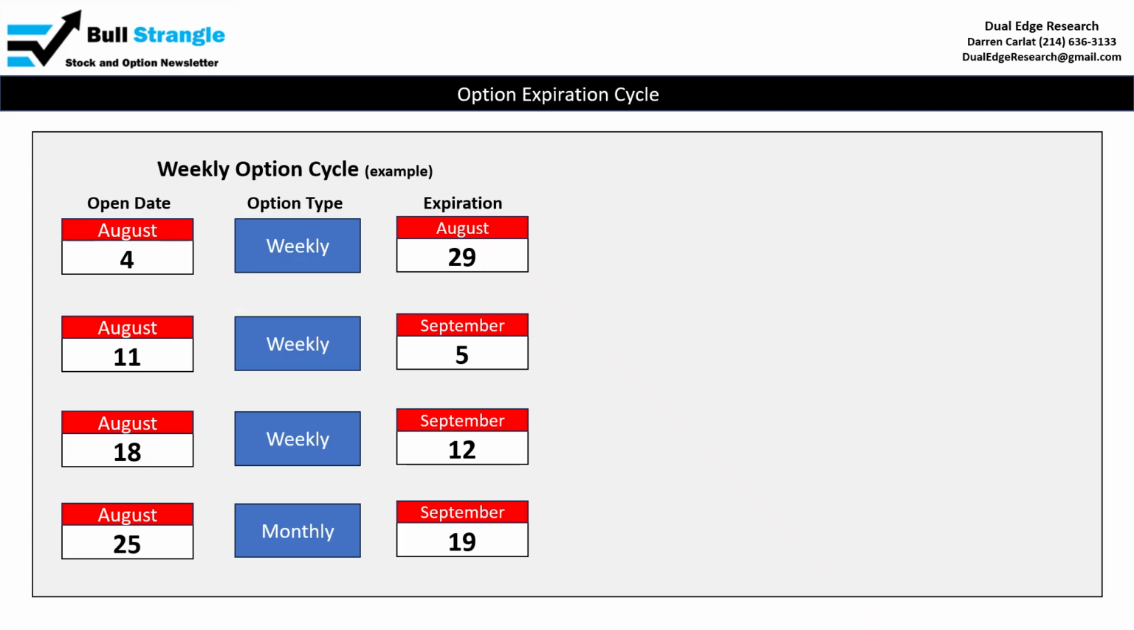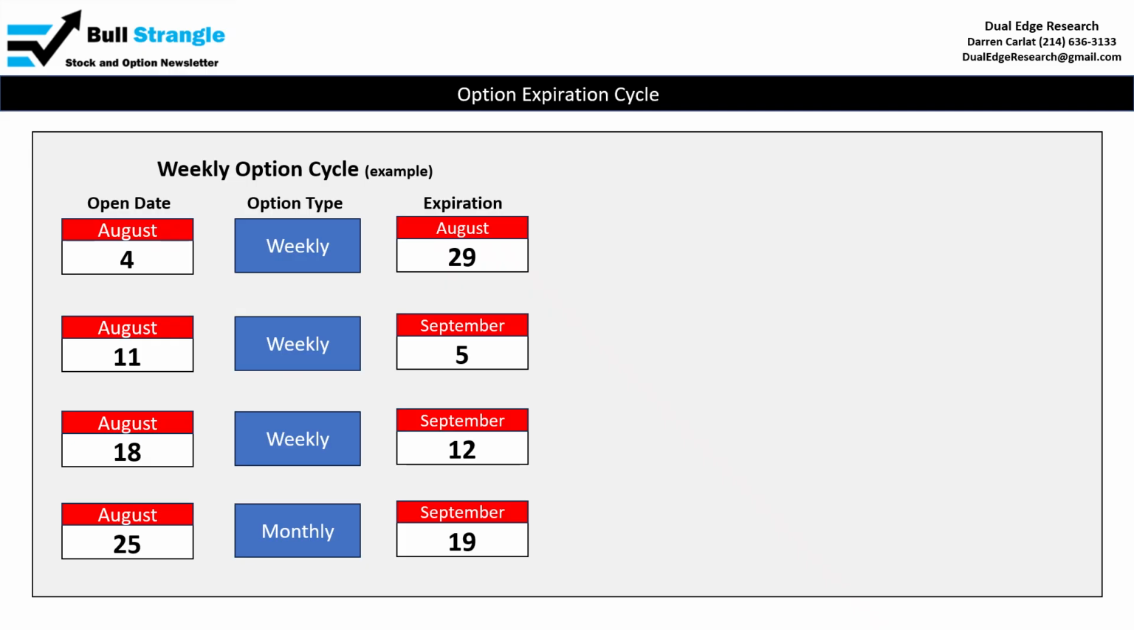If I'm opening a trade on August the 4th, that would be with weekly options that expire on August the 29th. That's always going to be 4 Fridays from the open date. And you can see how this progresses through to the September 5 expiration and the September 12 expiration. And then the September the 19th expiration would actually have monthly options included in it. So I'm going to just throw all the weeklies and the monthlies into the analysis and choose the best ones.